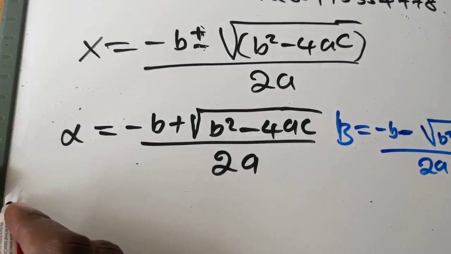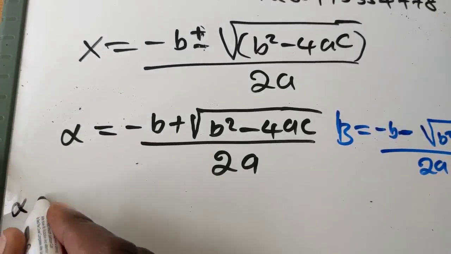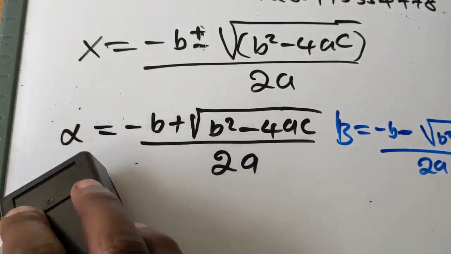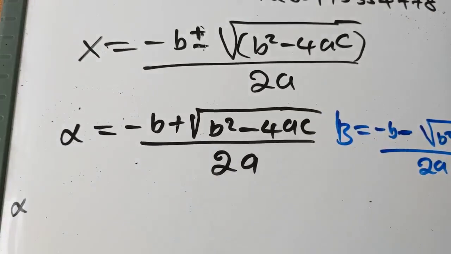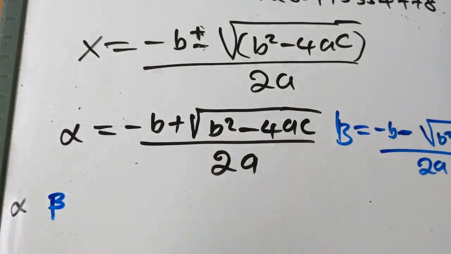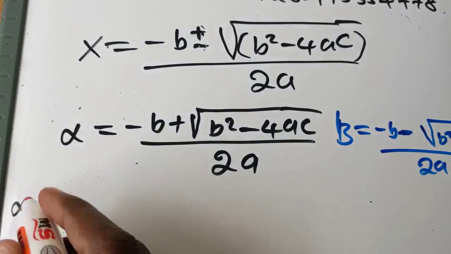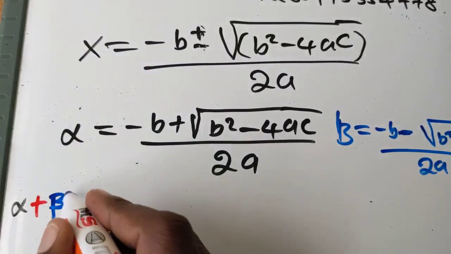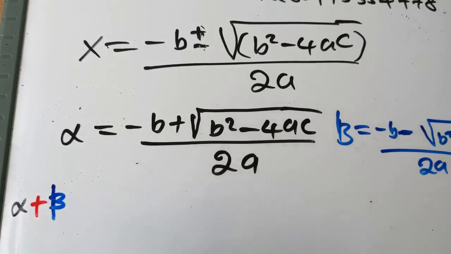So we say alpha plus beta. Okay, let me use a different marker here. This is beta, and I will use this marker to demarcate them. Plus beta, like that. Okay, alpha plus beta.